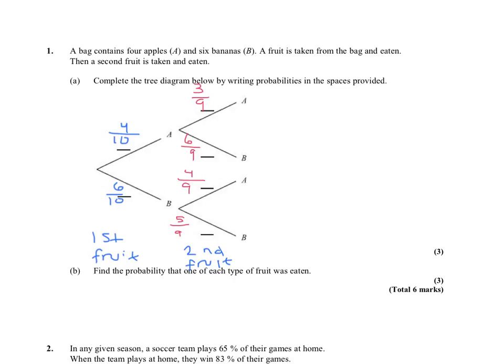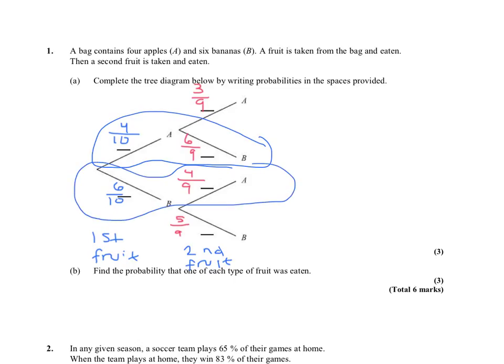Then it says, find the probability that one of each type of fruit was eaten. This is where we're going to multiply down the stems to get our leaves. So what is the probability that one of each type of fruit was eaten? That's either an apple, then a banana, or a banana and then an apple. So we are going to find both of these leaves by multiplying across. 4 times 6 is 24. 10 times 9 is 90. 6 times 4 is 24. 10 times 9 is 90.